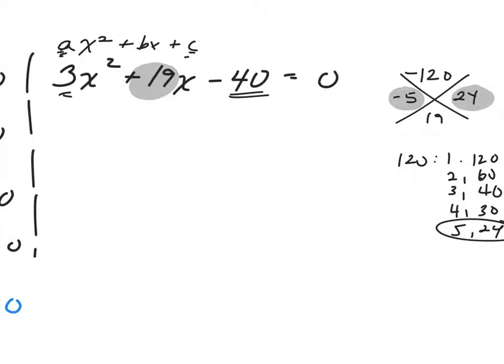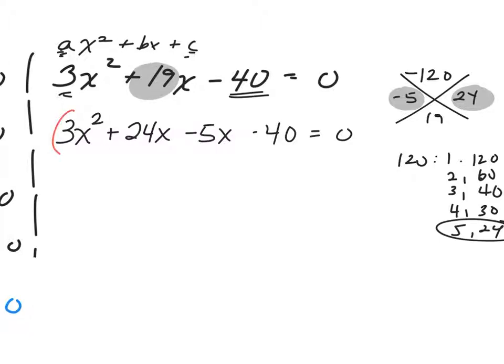So I'm going to take 3x squared and write it down as normal. So 3x squared, and instead of writing positive 19, I'm going to write plus 24x minus 5x minus 40 equals 0. Now I'm going to utilize what we call the grouping method. If I'm using the AC method, I am also going to have to use the grouping method. And the grouping method is like this.